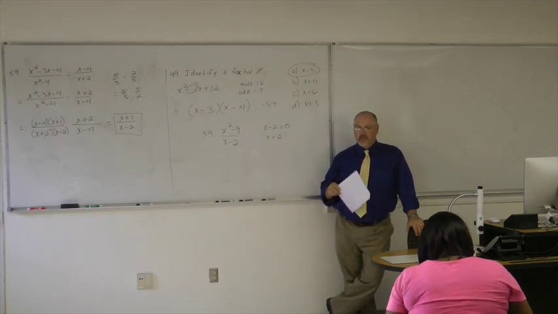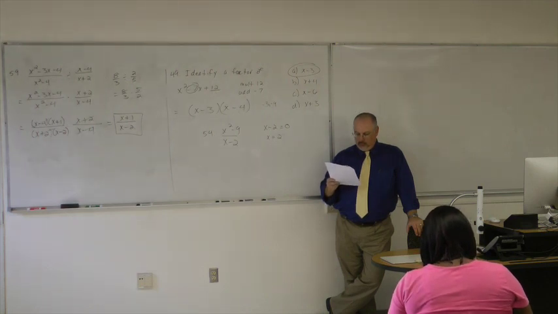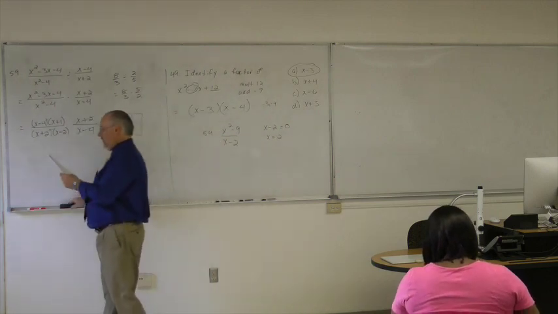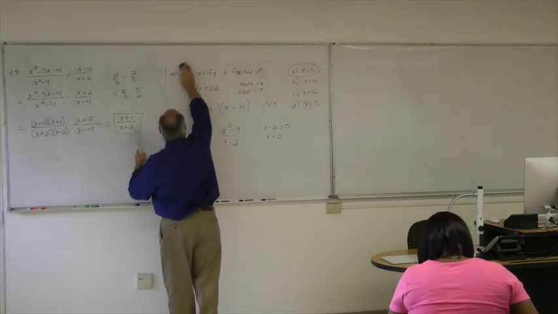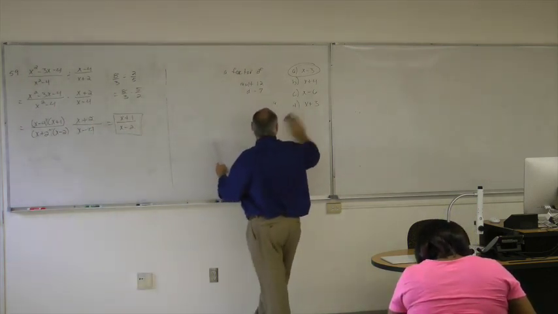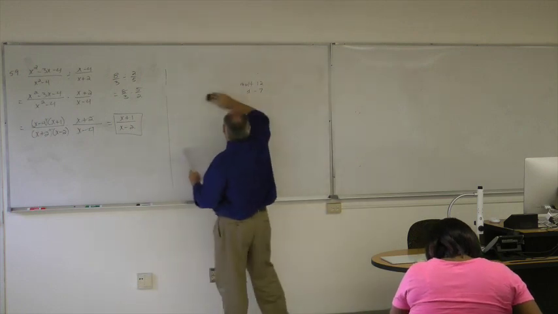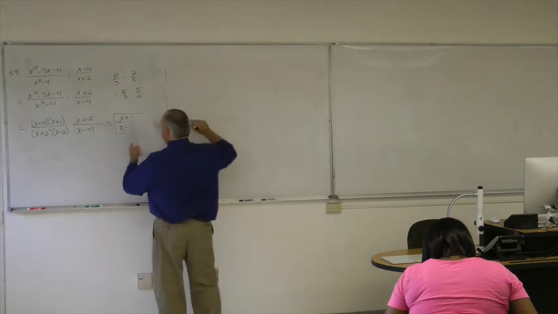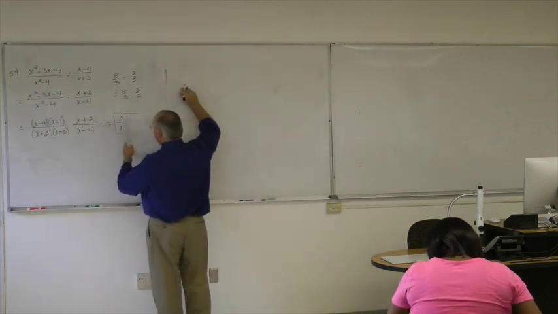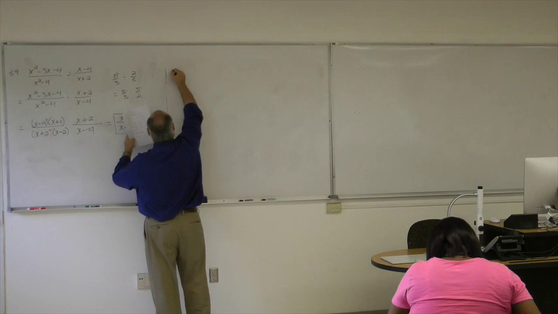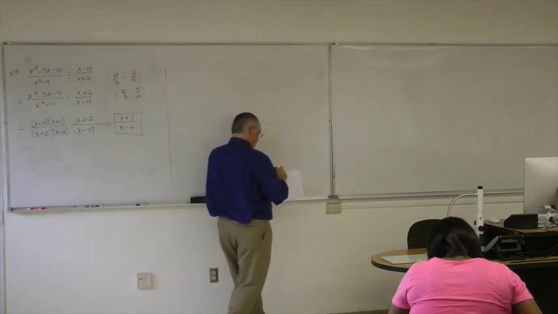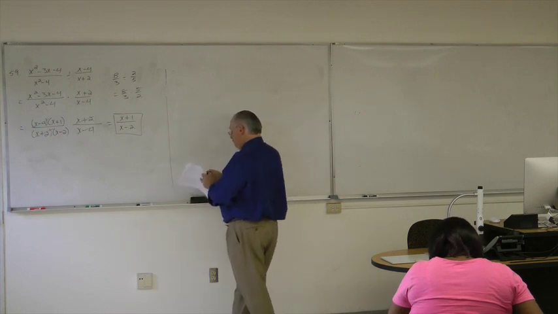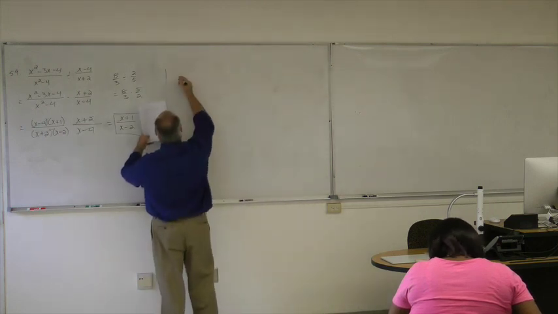Okay. Questions? Can we come back up to 58? You want me to do it? Yes, please. Okay. So if you're doing 58, all you have to do is cancel like terms, top to bottom, then write what is left and that's the answer. Do you simplify? Yeah, you simplify what you can, that's it.